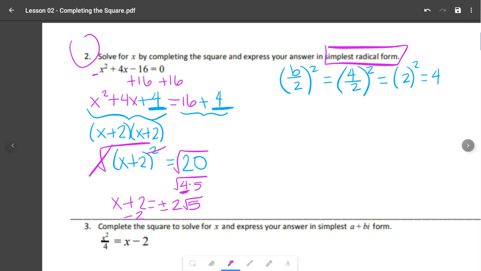From here, last step, subtract the 2 over. Those will cancel on the left. You get x equals, and again, this negative 2 does not have a radical, so it cannot combine. So it is going to move to the front of the plus minus, and you should get negative 2 plus minus 2 radical 5 as your final answer.